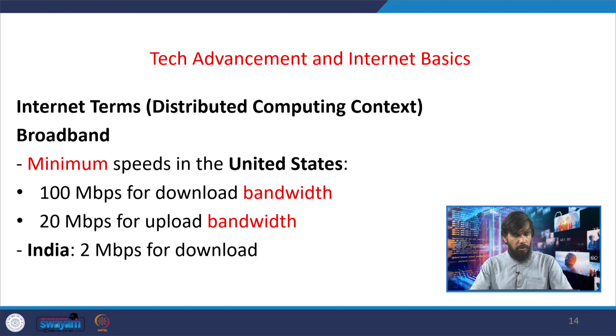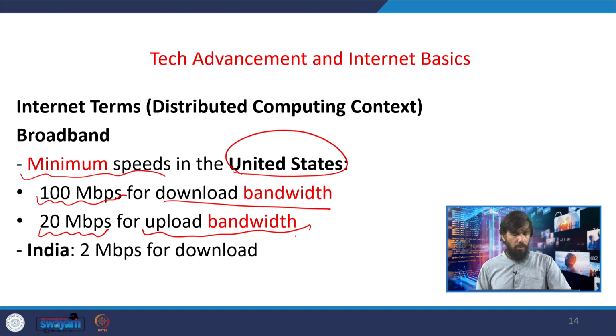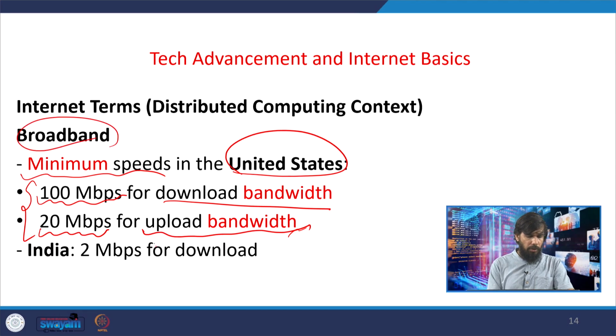Now, if we look at some of the broadband definitions, and take the example of the United States, we will see that these are some of the minimum speeds. We see 100 Mbps for download bandwidth, and 20 Mbps for upload bandwidth. So, those kinds of numbers are there for an internet connection to be categorized as a broadband connection. So, this much speed has to be there, right.